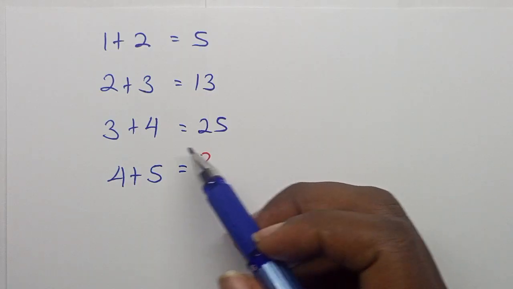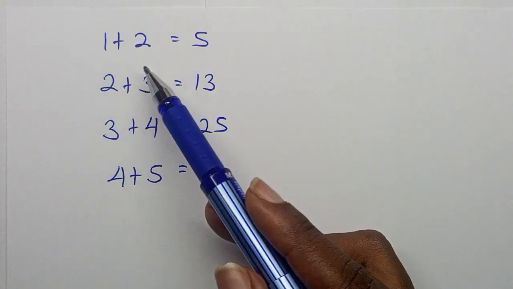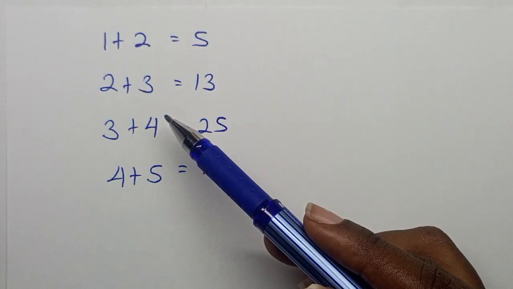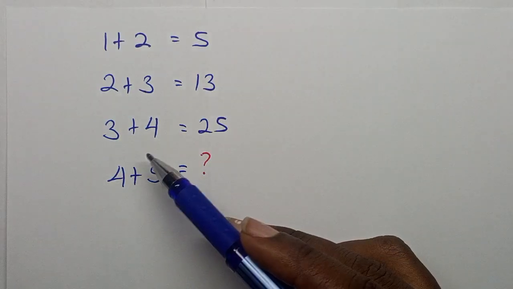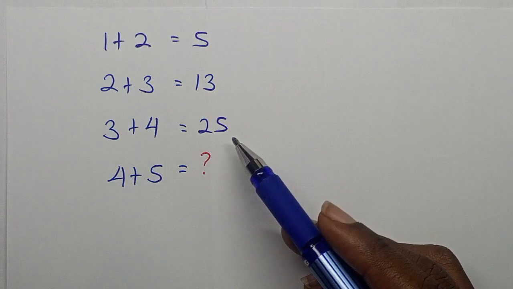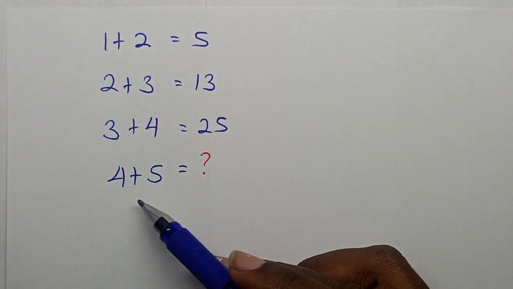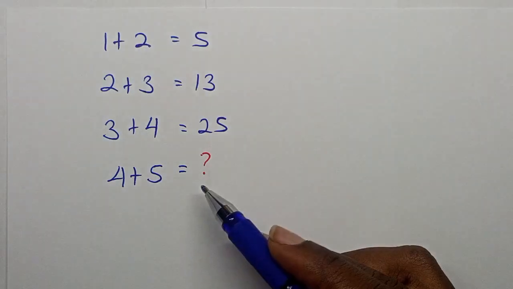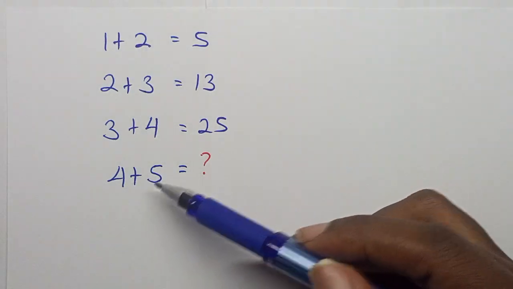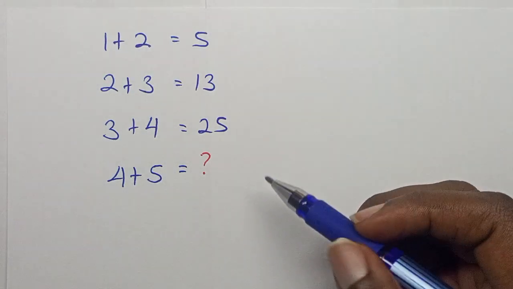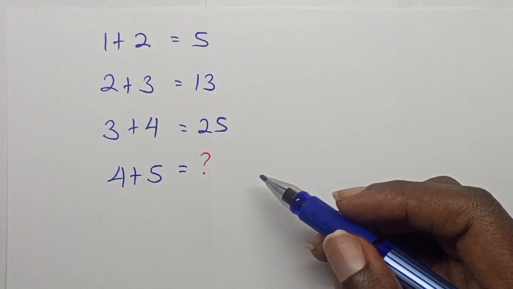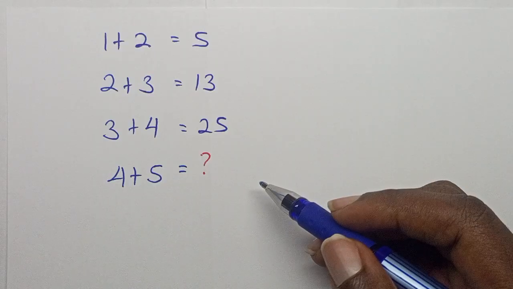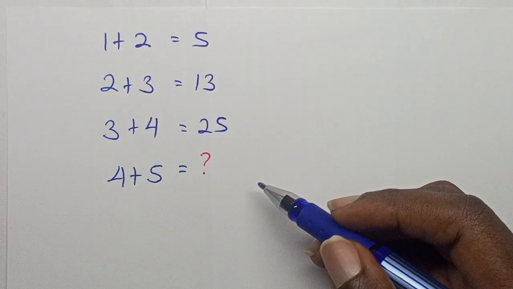Let's look at this other one. 1 plus 2 is equals to 5. 2 plus 3 is equals to 13. 3 plus 4 is equals to 25. So what is 4 plus 5 equals to, according to this pattern? If you follow the pattern, what do you think 4 plus 5 is equals to? So before we proceed, kindly let us know what you think the answer is in the comment section. Comment your answer before we proceed.